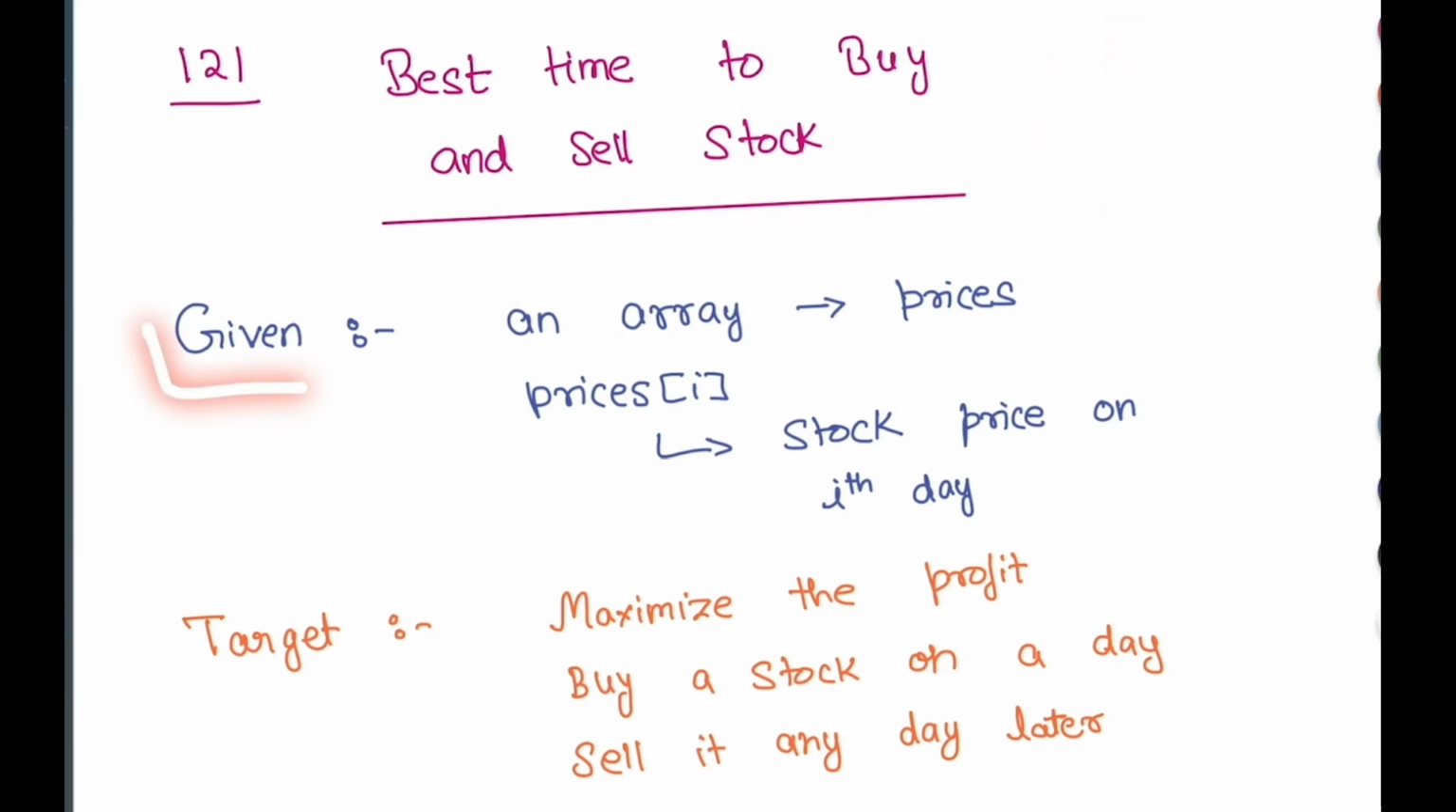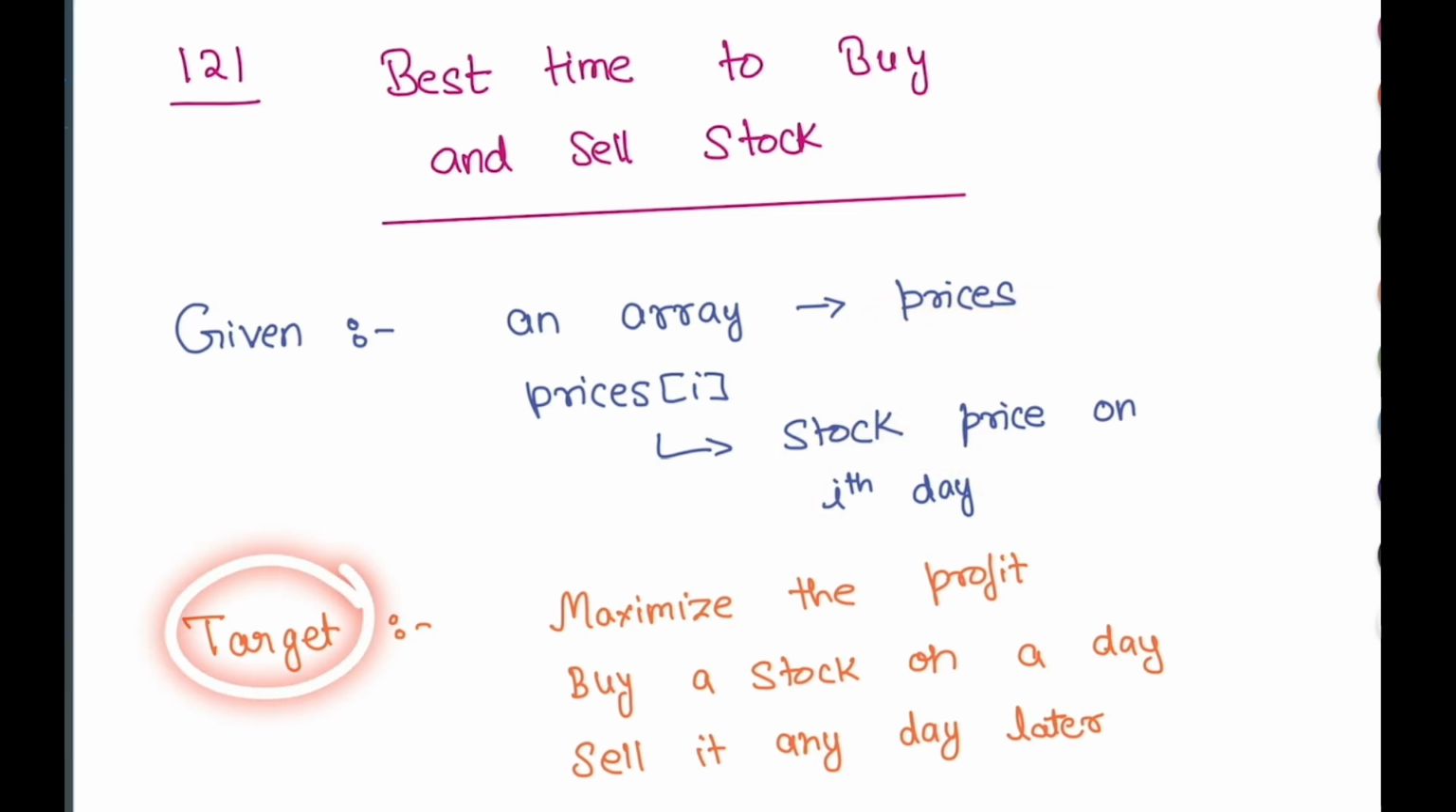Now, in the question, the given part is an array. We are given this as an input and let us call it prices. Prices at any index i is the stock price on the ith day. Basically, we are given an array and this array contains a lot of prices and all these prices are the stock price on the ith day.